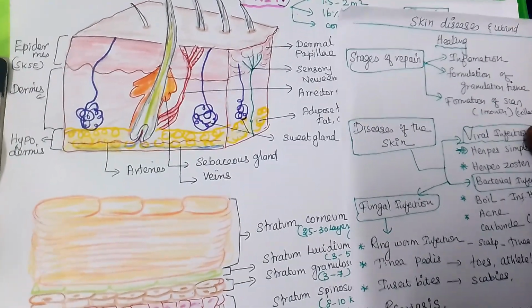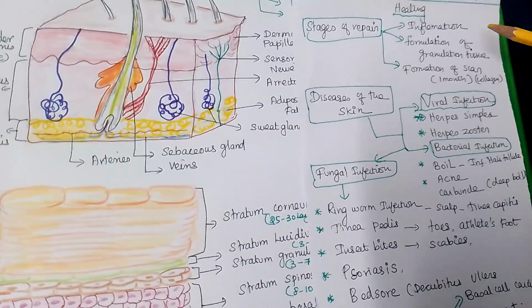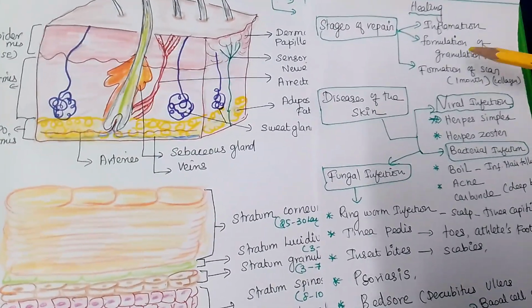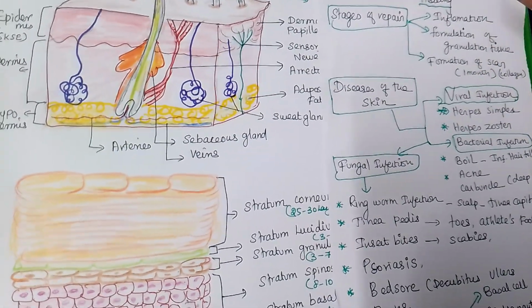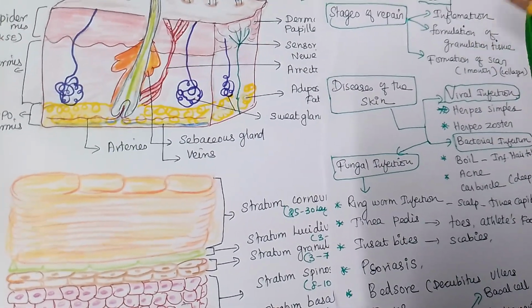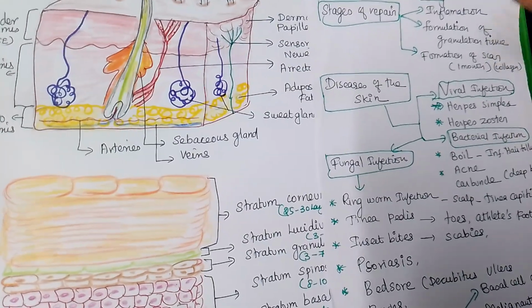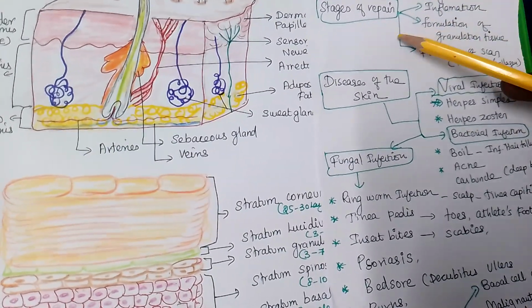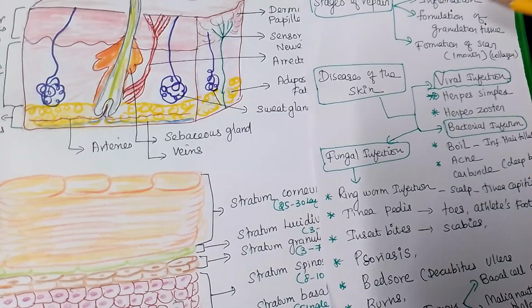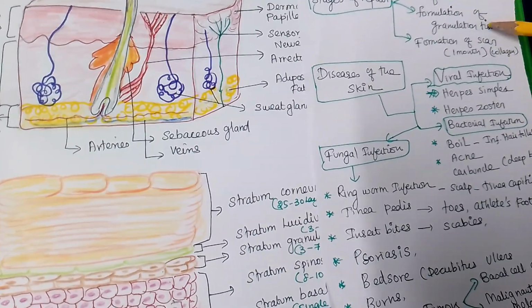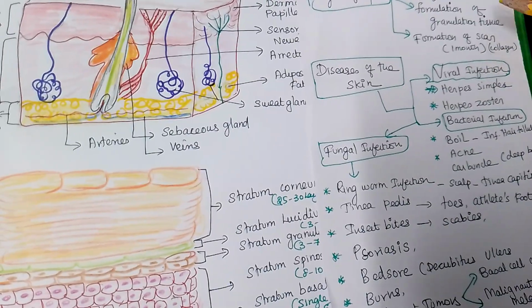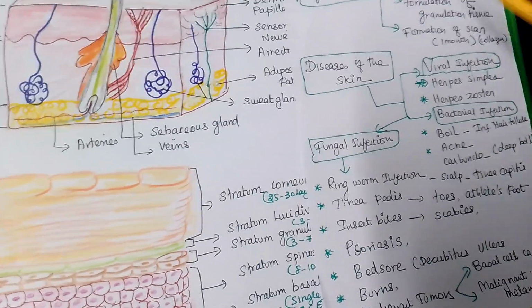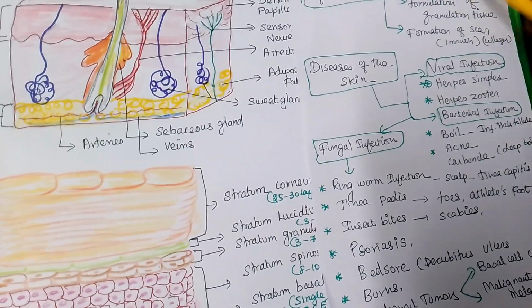Okay, what are the skin diseases? Now we can see, wound healing also you have to study. Sometimes they will ask how repair happens. We have seen cell division, meiosis and mitosis. Okay, you know that very well. Stages of repair: inflammation, then formation of granulation tissue, and then formation of the scar. So slowly these layers are replaced. Okay, learn that deeply.